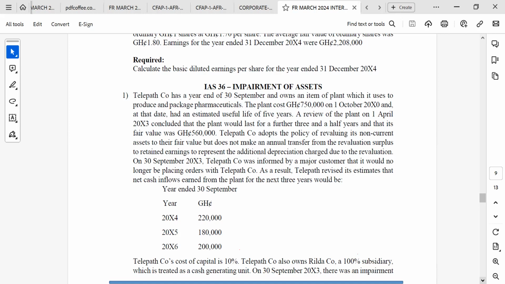Okay, so you can see that they are doing revaluation of the asset, isn't it? So the plant had the cost of what? 750,000 on 1st October. But when are we doing the review? Look at when they are doing the review. At what date is that? 1st April 2X3. So let's come here.